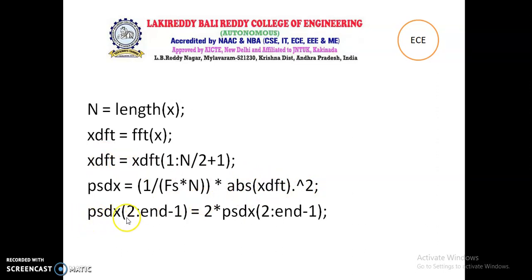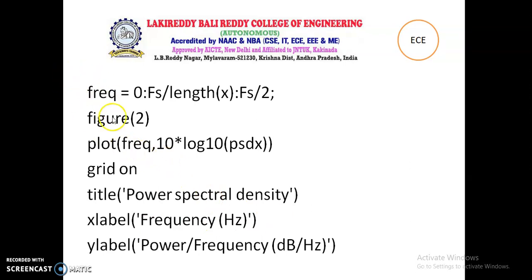Next, PSDX of 2 to n minus 1, that is the end sample minus 1, equals 2 multiplied with PSDX of 2 to n minus 1. The frequency equals 0 to Fs by length of X to Fs by 2.